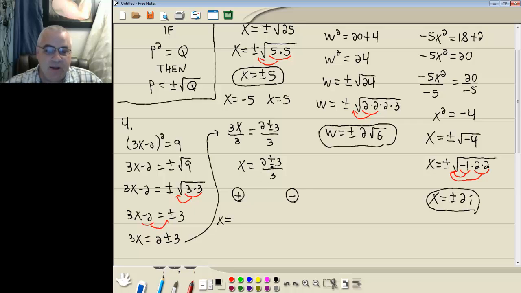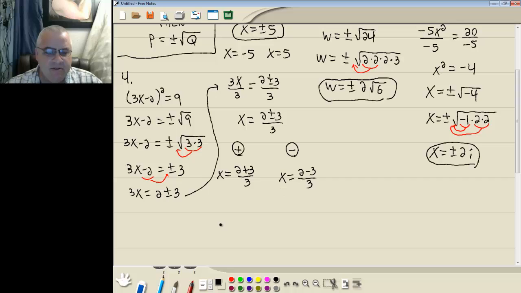What that plus or minus means is we're going to have x is equal to 2 plus 3 over 3, and we'll have x is equal to 2 minus 3 over 3. Now I see after I split those up into two separate pieces, I can simplify it. 2 plus 3 is 5, so we got x is equal to 5/3. And over here we got 2 minus 3, which is negative 1, so we got x is equal to negative 1/3. And those are our two answers.